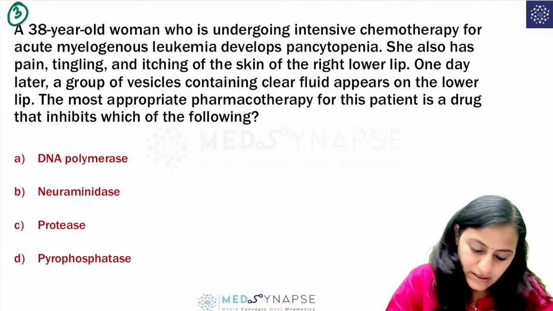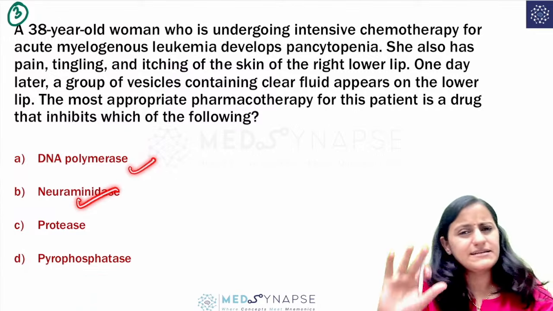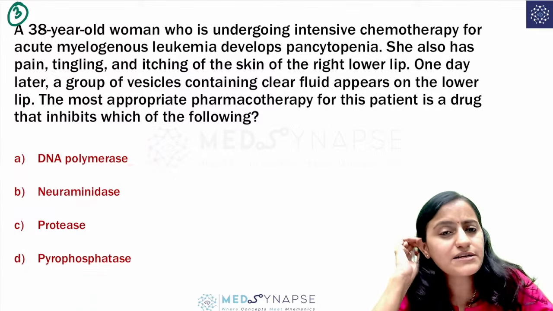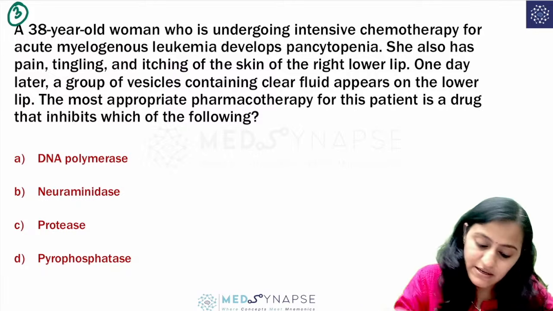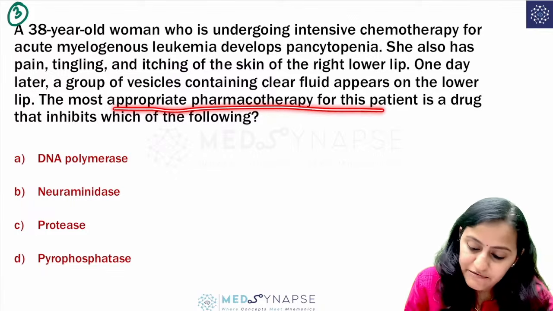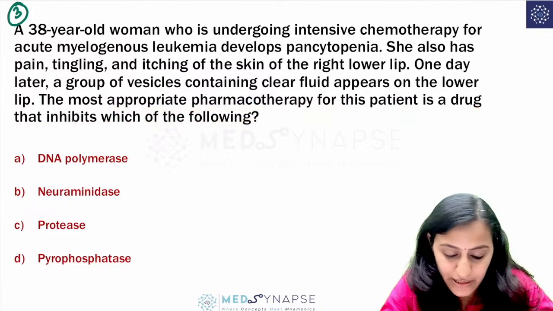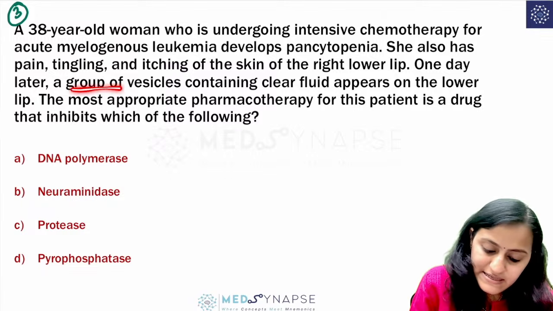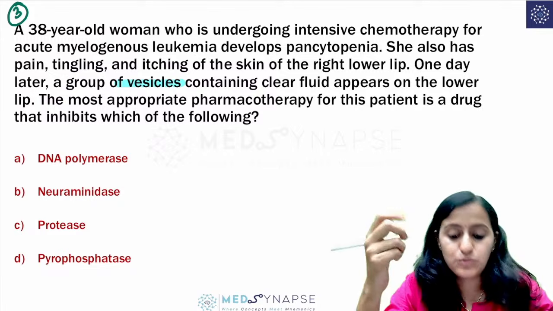So these are the options that we are seeing: neuraminidase, polymerase. So from there, you know that it is something related to viral, antiviral. Neuraminidase, that is where we read there. The most appropriate pharmacotherapy for this patient is a drug that inhibits which of the following? Which patient? 1 day later, there's a group of vesicles containing clear fluid on the lower lip.